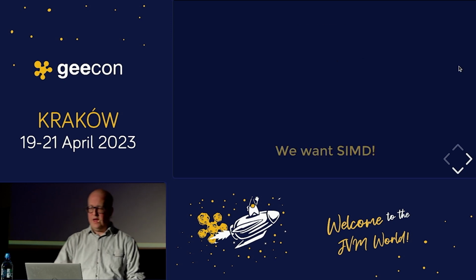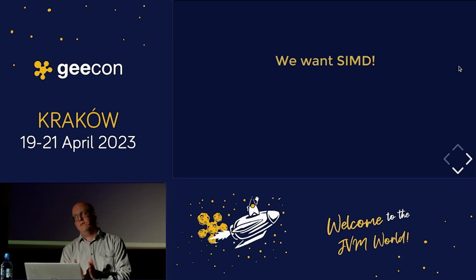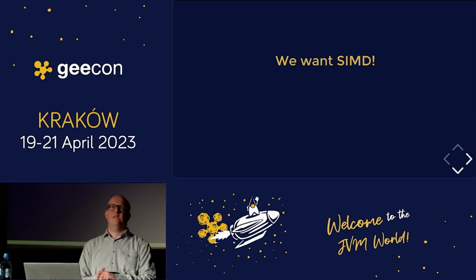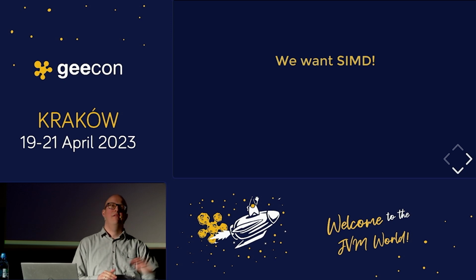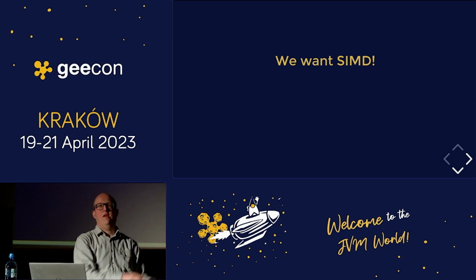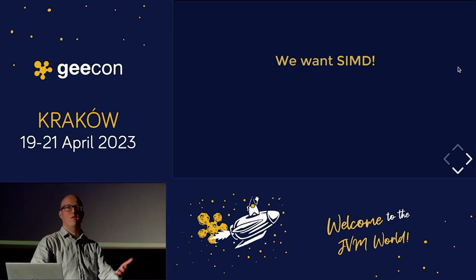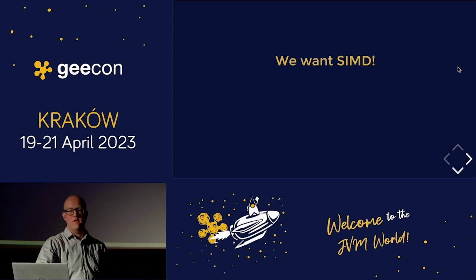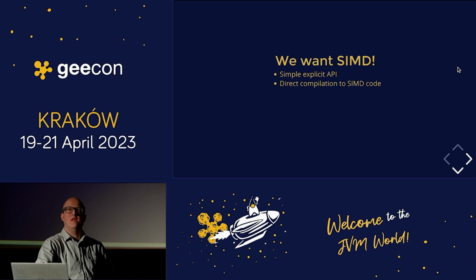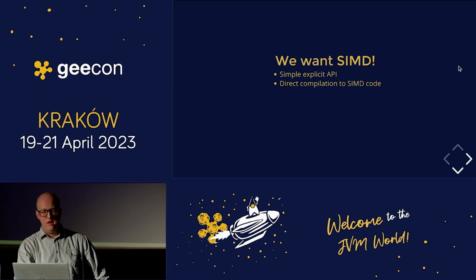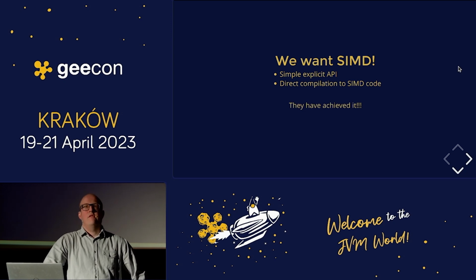So the Vector API is an answer to the call of some developers that we want to have access to the SIMD. .NET has it. C++ programmers, it is daily bread for them. But we in Java also want access to those instructions. And our demand is a simple and explicit API. And we want it to compile directly to the SIMD code. We don't want bytecode in between. Yeah, we don't want to bother that it is slowing us down. And they have achieved it.